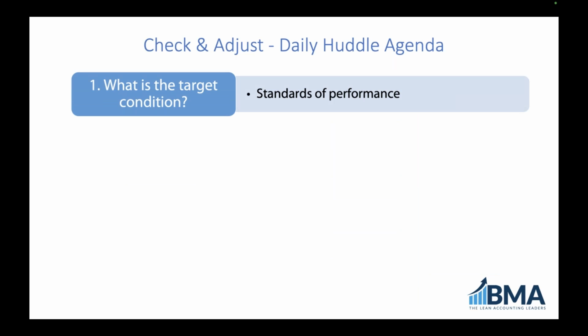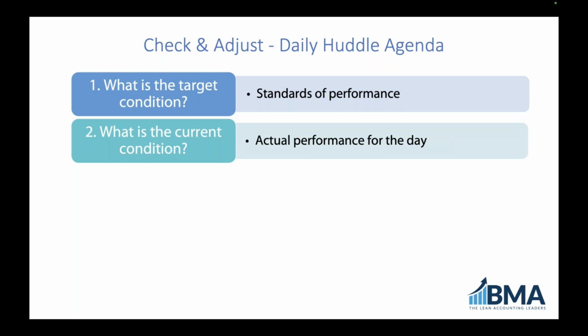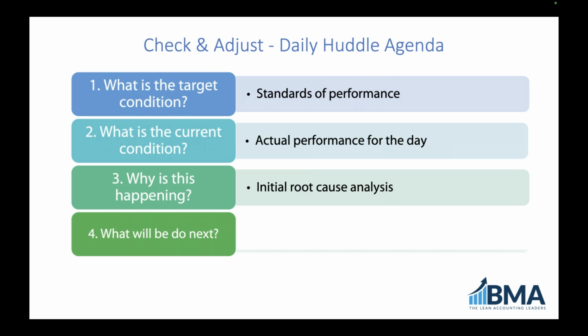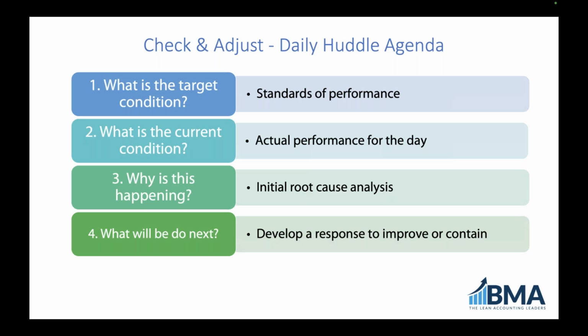The daily huddle agenda is really about understanding what happened today. So what was our target condition, our standard of performance? There are 5 questions to answer. What's the current condition? Why is the current condition not meeting standards, or why is it above standards? What are we going to do next? How are we going to respond to either improve or contain?